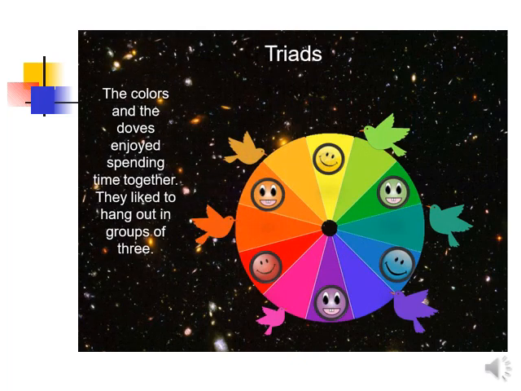Now we need to know what the triads mean in the color wheel and how we use them. The colors and the doves enjoyed spending time together. They like to hang out in groups of three. So this is the color wheel. We have the primary and secondary colors. The primary are yellow, red, blue, and the secondary are orange, green, purple. And we have the six doves. So when we mix the primary together, and the primary and the secondary together, we obtain the six doves.